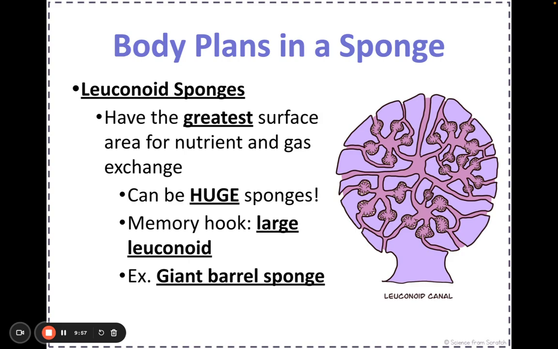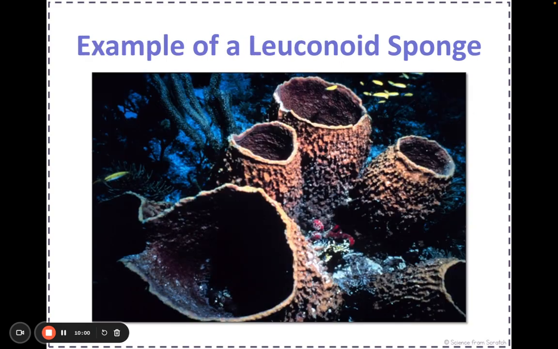An example is a giant barrel sponge. Here's a picture of a giant barrel sponge. They are classified as that leuconoid structure. And you can see the walls are very thick, right? If you look at this picture, because leuconoid has the thickest walls.